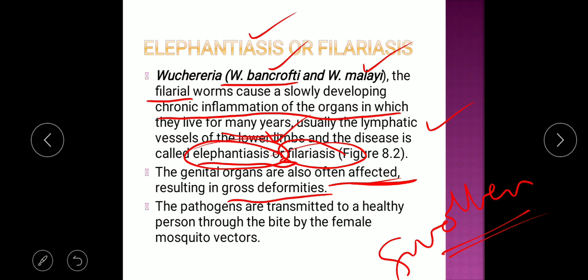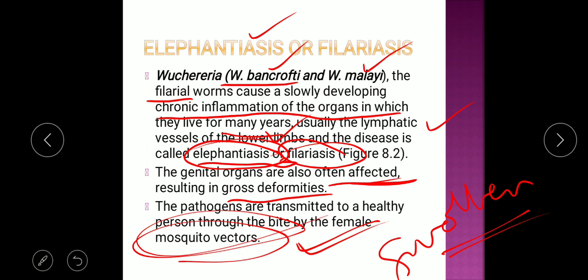The pathogens are transmitted to a healthy person through the bite of the female mosquito vector. The Aedes mosquito is there, and many other mosquitoes are also responsible for the transmission of the disease.